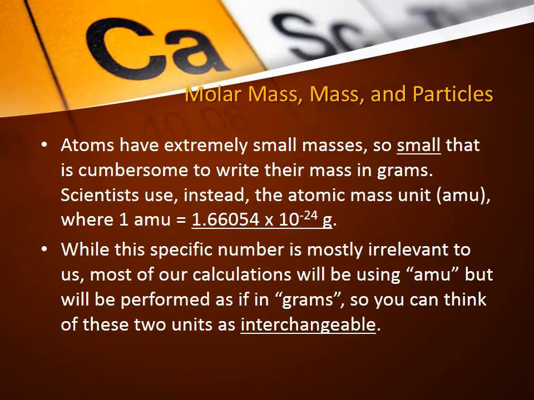But it is important to know that atoms have very small masses, so small that it's really cumbersome to write their mass in actual grams. So instead we use what's called the atomic mass unit, where 1 AMU is equal to, well, that many grams. While you don't quite need to memorize that number, it is important to know that the atomic mass unit represents the mass of one atom. Now, most of our calculations will be using grams, but as we saw even in our previous example, you can think of AMU and grams as interchangeable. So that's the biggest thing I need you to know.